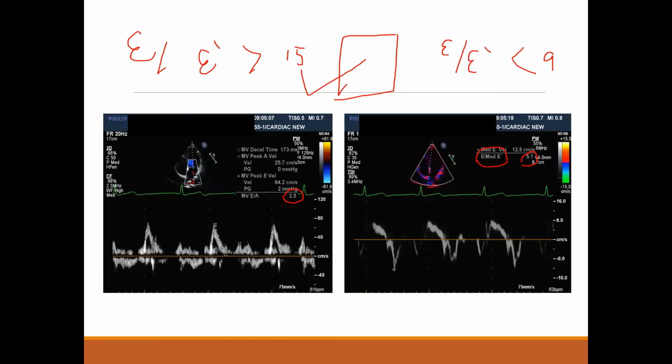Sometimes you can have even 3 and 3 plus, and it is normal, because in athletes, young healthy people, they have very high E and A, like this. It looks like restrictive. That's why, to tell it apart, whether this is normal or abnormal, you always have to take E over E prime into account. E over E prime is going to tell you whether this is a healthy athlete or abnormal. Yes, exactly.